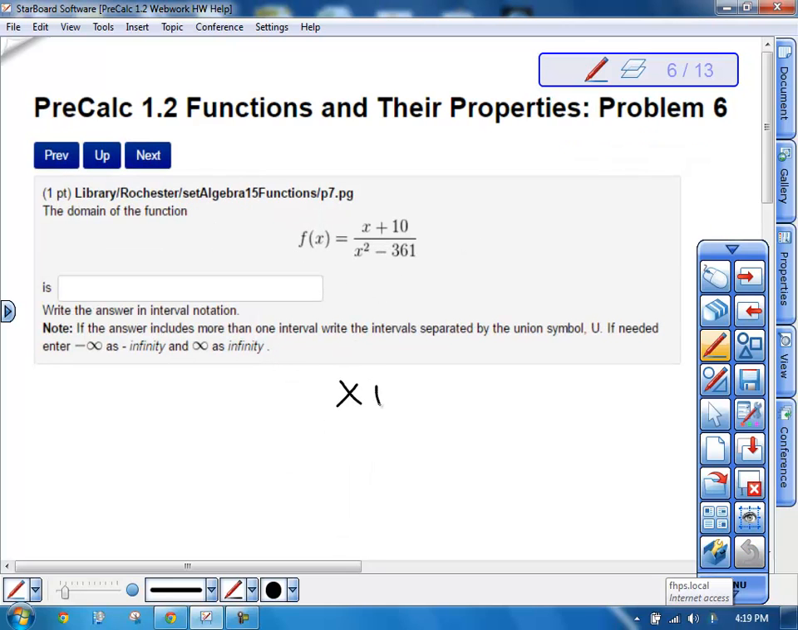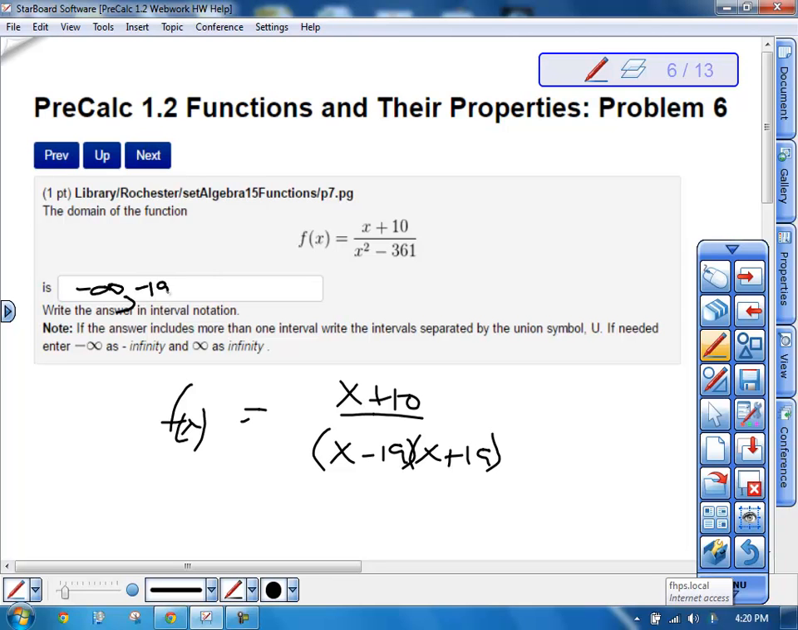Next problem, I'm going to factor the bottom into x minus 19, x plus 19. And it wants the domain of this function. The domain's all real numbers except for when you get zeros in the bottom, which would be 19 and negative 19. So I'm going to have to write this as negative infinity all the way up to negative 19, and then they say you can use the symbol union, negative 19 up to positive 19, union 19 up to infinity. I know it's a lot to write in, especially because you've got to type in infinity and not use that symbol, but that's the answer.